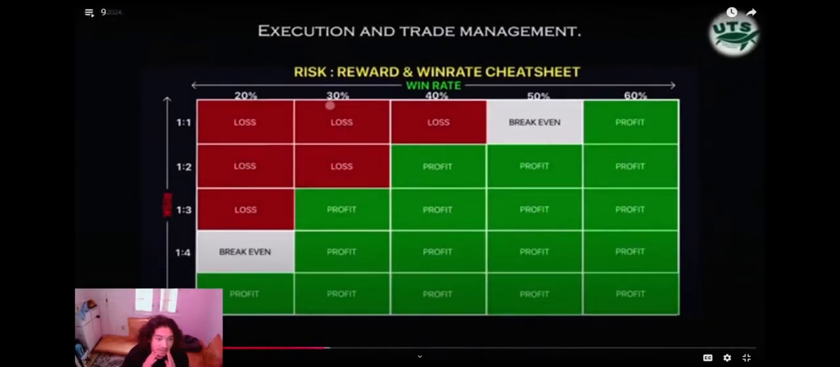Right over here, literally, this is all you need, right? If you have a 30% win rate, but you're going for a 1.3 RR, you're profitable. It's that simple. If you have a 30% win rate, not 40%, not 50%, not 60%, a 30% win rate, you're profitable with a 1.3 RR. If you're going for 1.2 RR, you have to get a higher win rate.